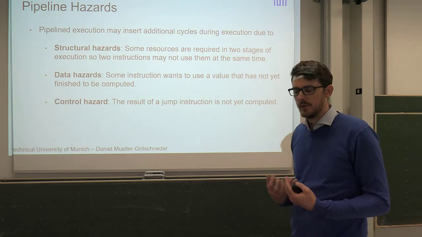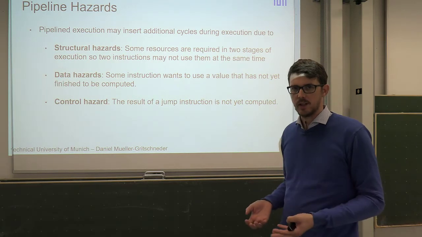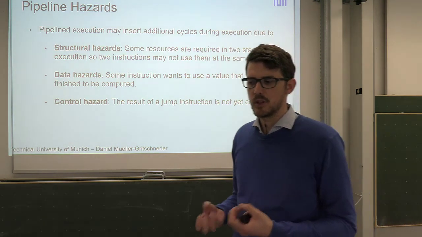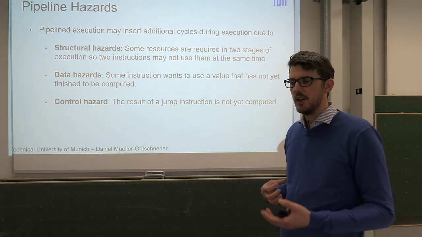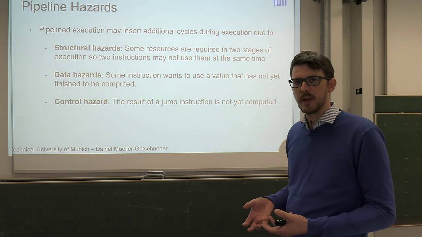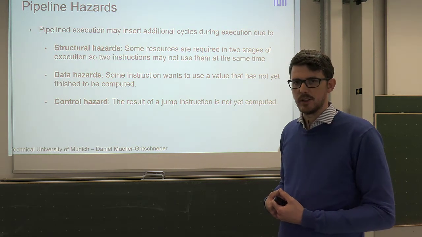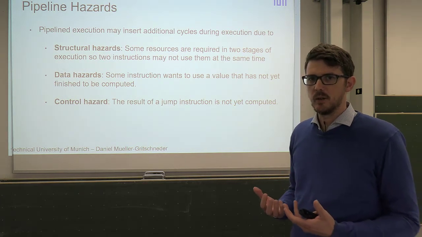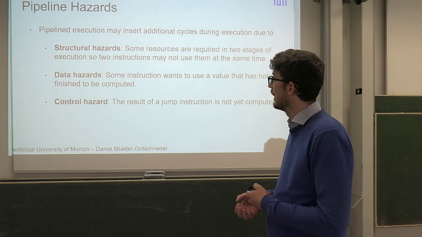You have to wait until it becomes available. And the third one is the control hazard. That means you want to fetch a new instruction from a PC, but you don't know which program counter you should fetch the instruction from. So you have to wait until you know what the new program counter is, and only then can you go and fetch the instruction. Now let's have a more detailed look into these 3 types of hazards we find in the pipeline.